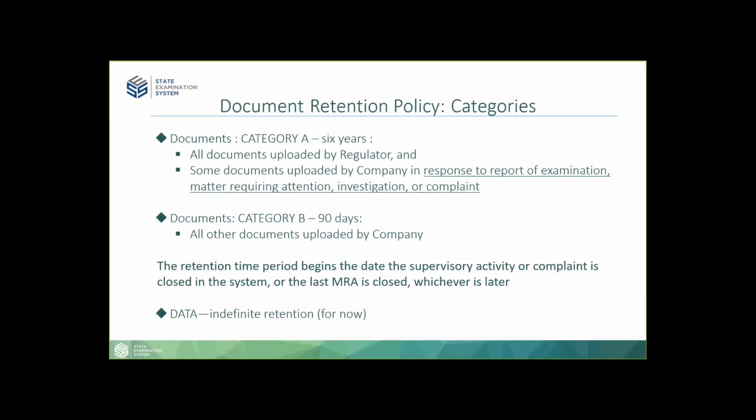Category B, 90 days, are all other documents that are uploaded by the company that are not tied to Category A, to those specific examples that we provided. So, for example, something that would fall under Category B is all the documents that are uploaded to the system in response to an information request.